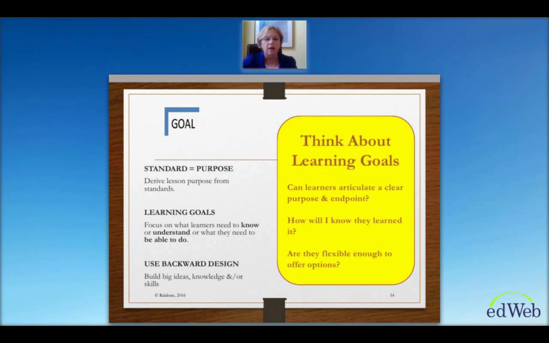Now, take a look at the questions there in that yellow box. As you think about your learning goals, you can ask these 3 questions as a quick check on your learning goals. Can my learners articulate a clear purpose, an endpoint to this lesson? That's really important. Starting your lesson by stating the learning goal at the beginning of the lesson, or asking students to state it or to read it, tunes them into what your expectations are. Just having it on the blackboard and never mentioning it is not as effective as if you actually asked them what the goal is or you told them what the goal is.